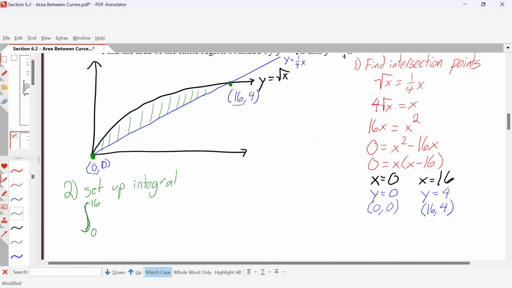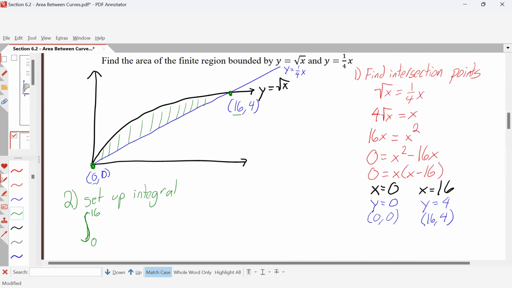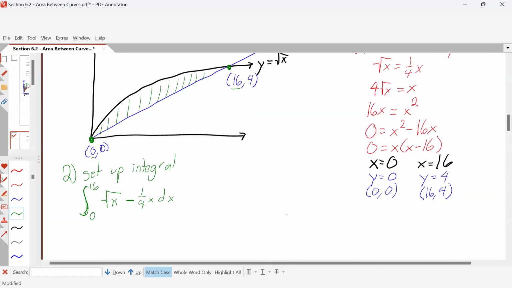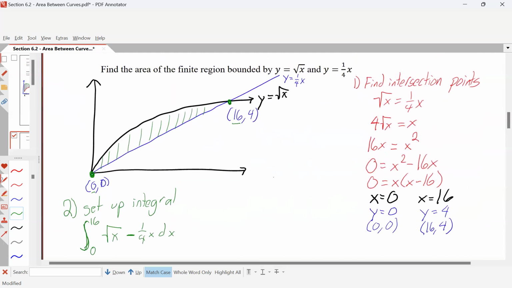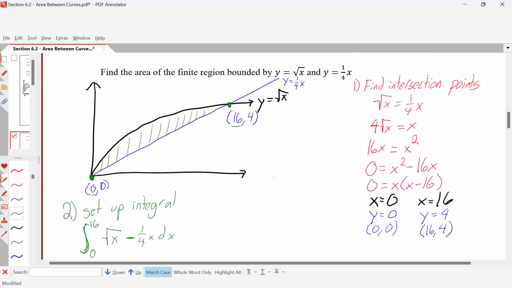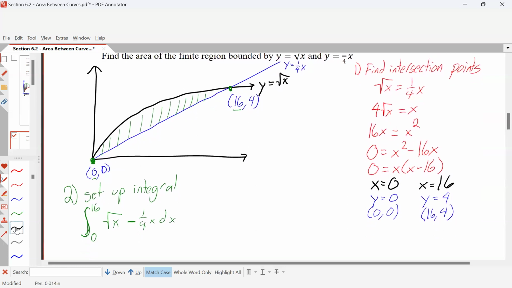of the upper function. Everywhere from 0 to 16, square root of x is larger, minus the lower function, which is 1/4 x everywhere. So the integral of the square root x minus 1/4 x dx will solve the problem of what the finite region is. And then third, we solve.